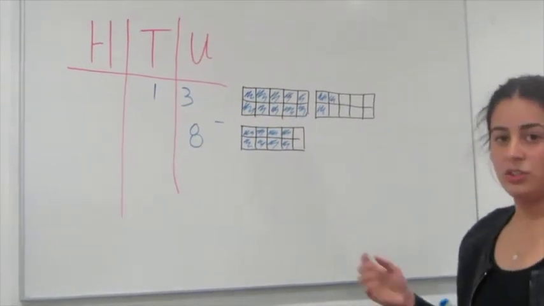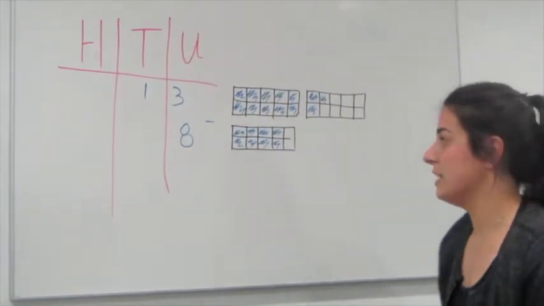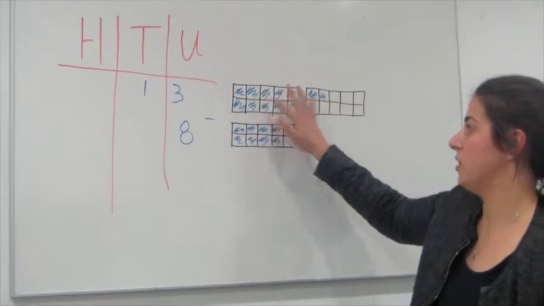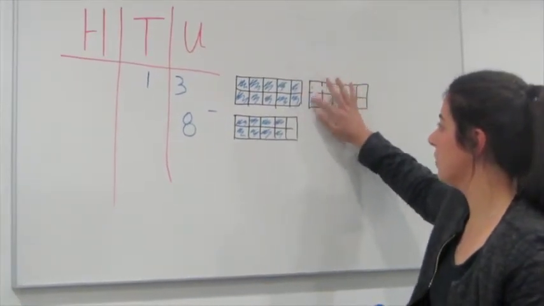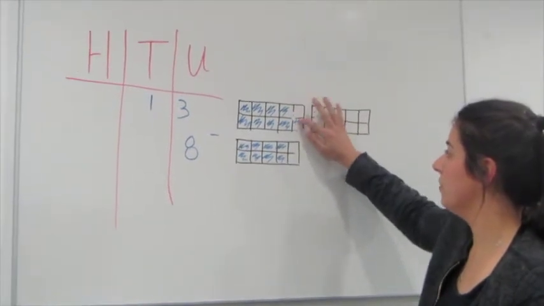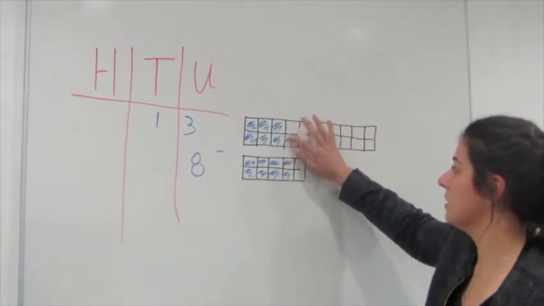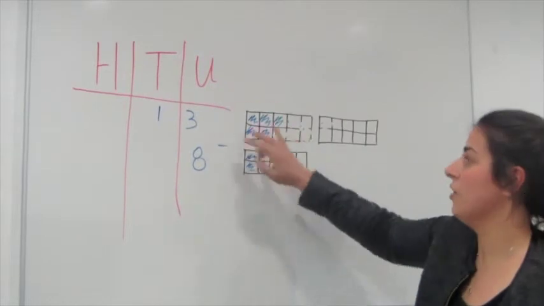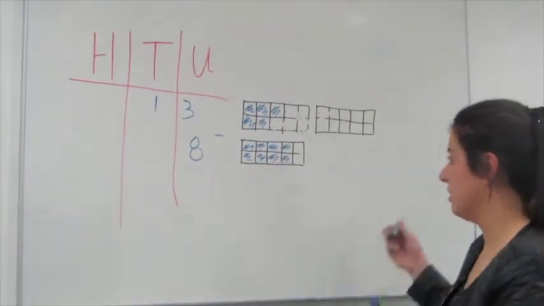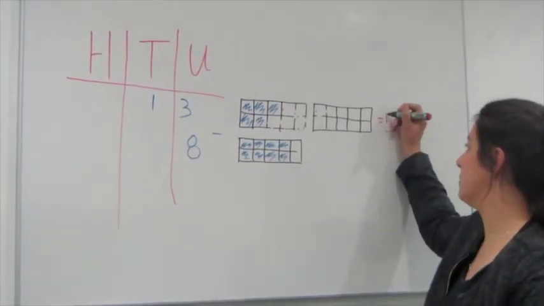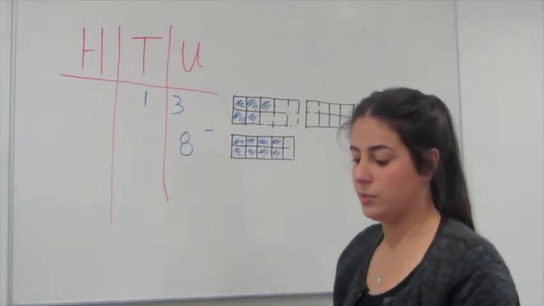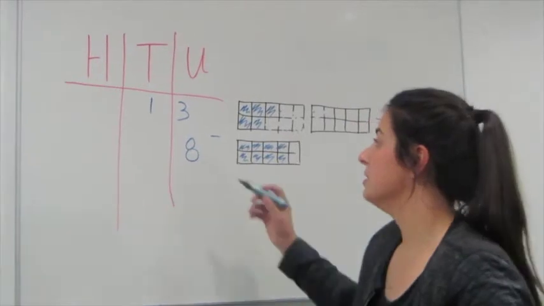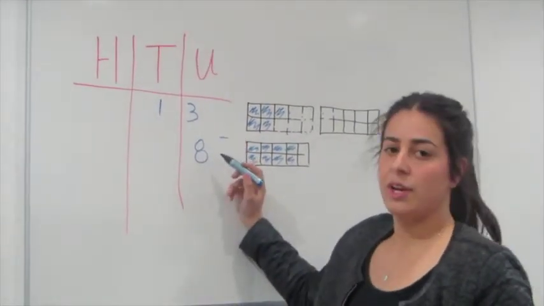Now, based on the diagram, the way we can do this is physically take 8 away from the diagram. We can go 1, 2, 3, 4, 5, 6, 7, 8, and know that there is 5 left. So based on the diagram, there is 5 left. However, going over to the rule, this is where people get very confused. We know that you can't take 8 away from 3.